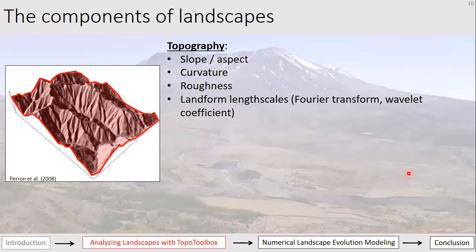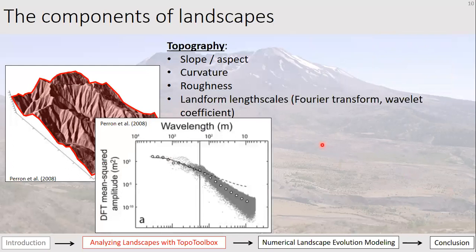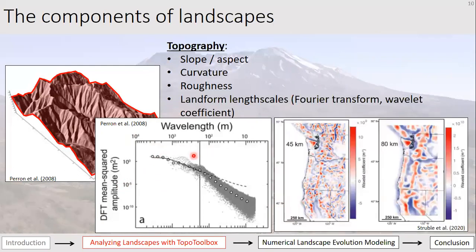Finally, one last metric is to quantify landform length scales using signal processing. And this can be done either through Fourier transform, which calculates the amplitude or the power of specific wavelengths along the landscape, or by wavelet analysis. And this is completed by calculating the coefficient between some wavelets at some size against topography.